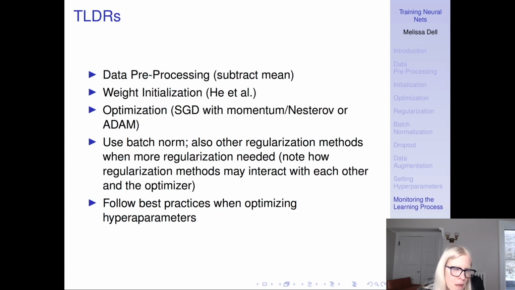Other regularization methods could be used as well. Regularization methods will interact with each other in the optimizer, which is important to keep in mind. And follow best practices when optimizing hyperparameters. Consider using the hyperband capabilities that are available in Weights and Biases.